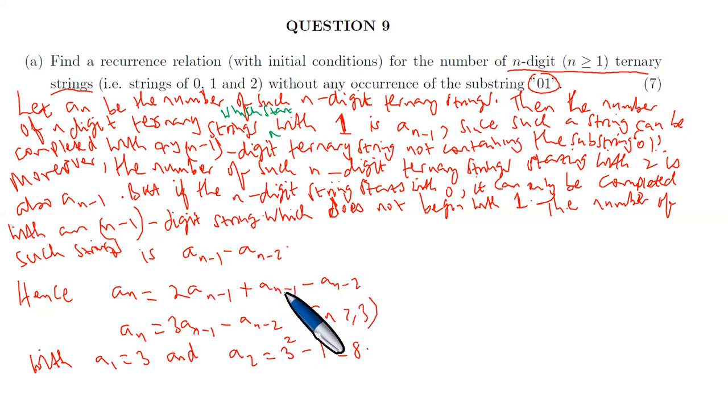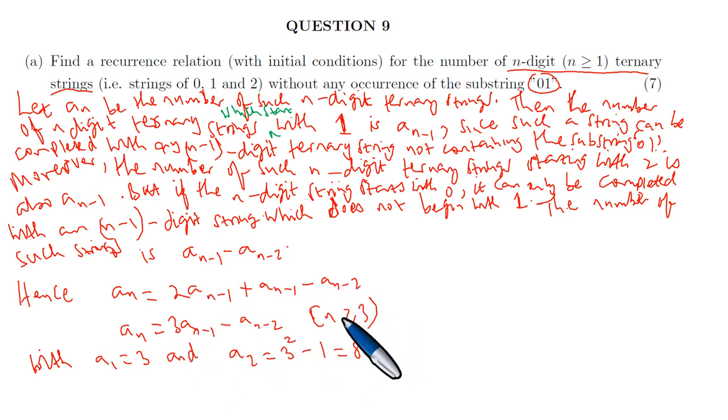So there are two cases for those that start with zero, like we've said here. If an n-digit string starts with zero, it can be completed with an n minus one digit string. It must have n digits, so how many digits do you add? You add n minus one, which do not begin with one. But also you subtract from this the number of such n-digit ternary strings that have the 0, 1 substring, and you get that. So the zero case brings about this difference, those strings that start with zero. And this is those that start with one, two. And then you add this up.